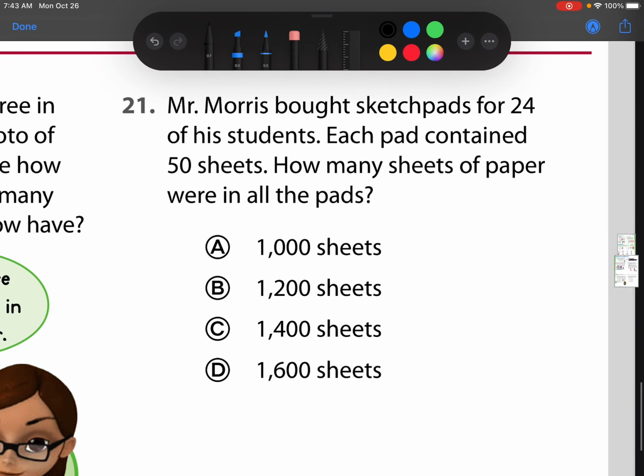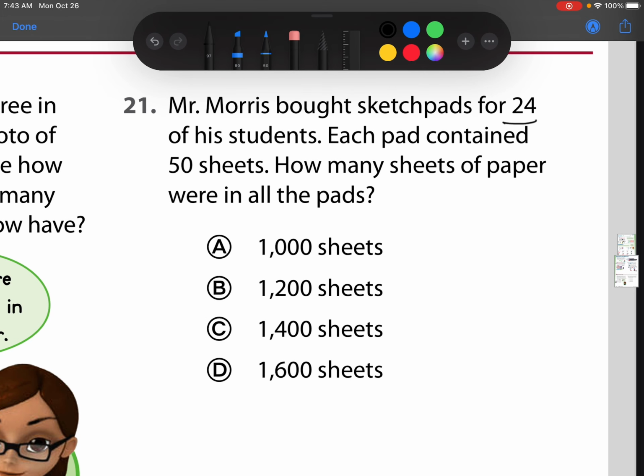Number 21 now. Mr. Morris bought a sketch pad for 24 of his students. Each sketch pad contained 50 sheets. How many sheets are in the pad? Well, we have 24 groups, 24 students, and each one is 50. Each one has a group of 50. So we're going to do 50 times 24.